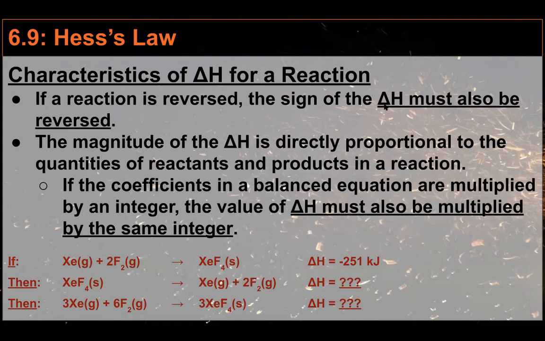Likewise, if you need to multiply your reaction by an integer or even a fraction maybe, you will have to multiply your delta H by that same number. Okay, so if we multiply by 2, you would have to change delta H by multiplying it by 2 as well. So you only change the sign when you reverse it, and you'll only multiply your delta H by a number if you multiply the reaction by that number.